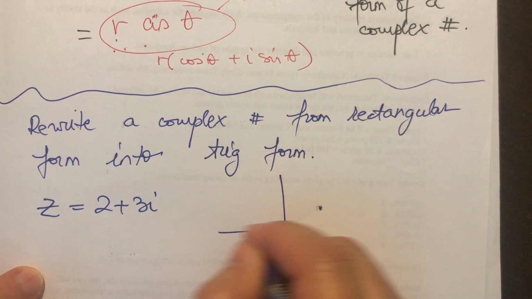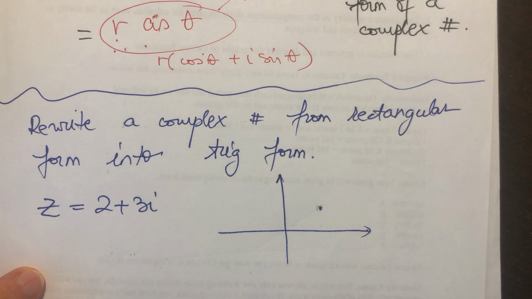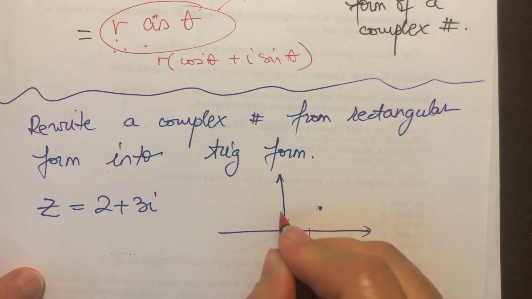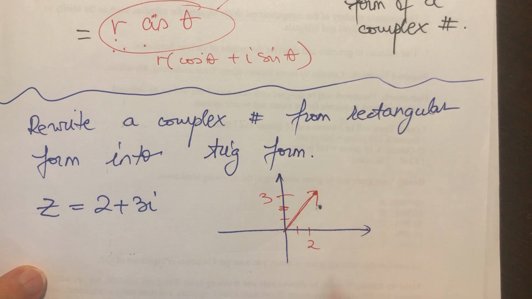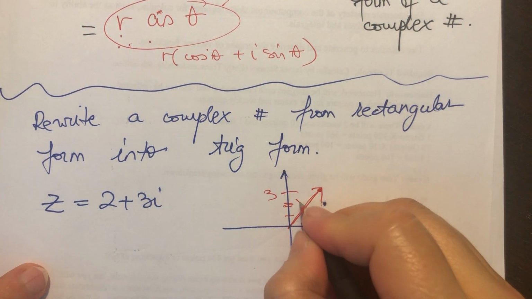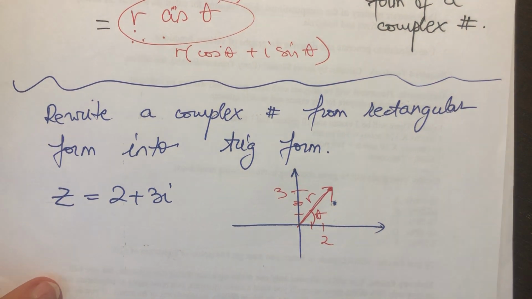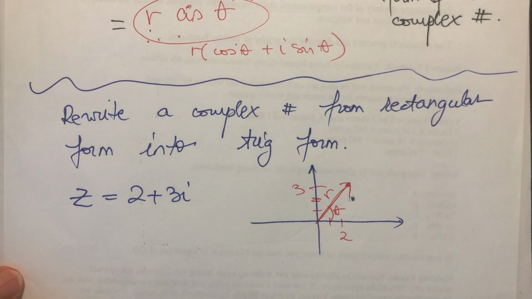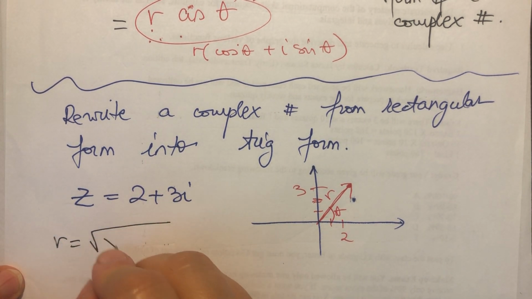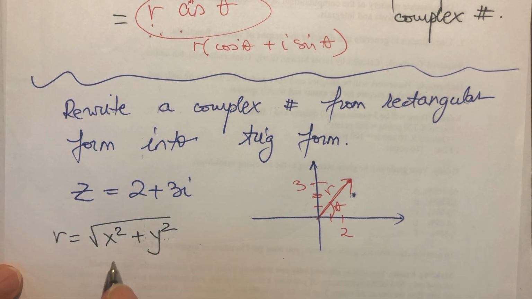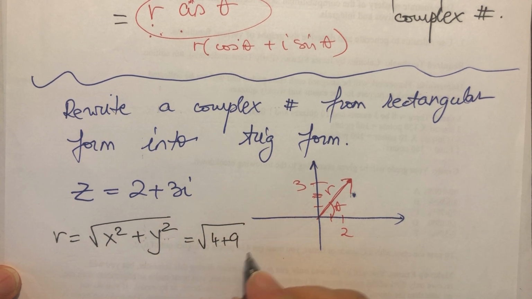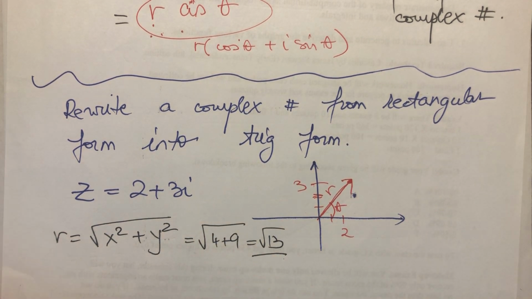What really helps is to get an idea at least what quadrant this point is going to be in. 2 plus 3i is right here in the first quadrant. So what we need to figure out is the r and the theta of it. r is simply, by Pythagoras theorem, the square root of x squared plus y squared. That's the square root of 4 plus 9, which is the square root of 13. Yes, that's your r. Done.